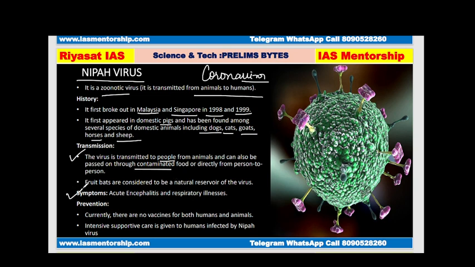Now, what is the symptom? Acute encephalitis and respiratory illness. What is encephalitis? Swelling in the body. Clear? Respiratory illness also is there. You can understand it. How can we prevent it?